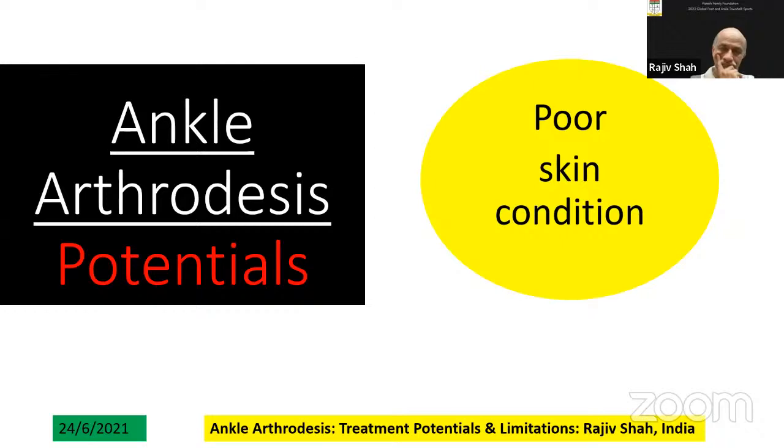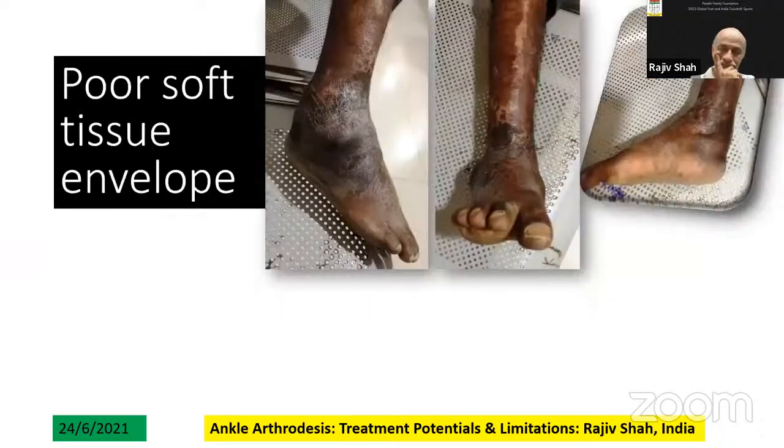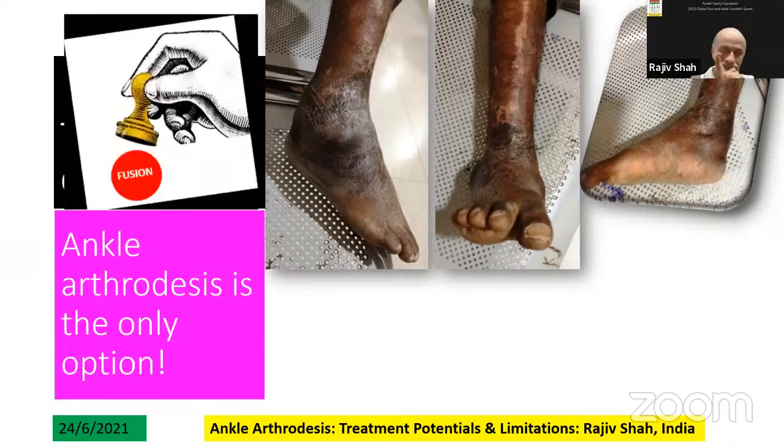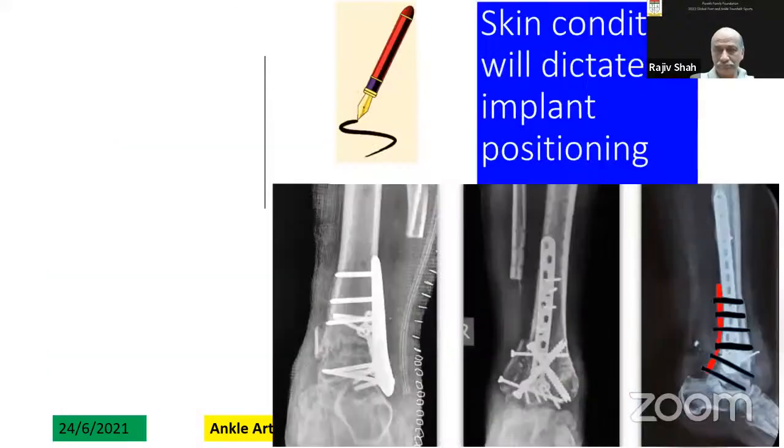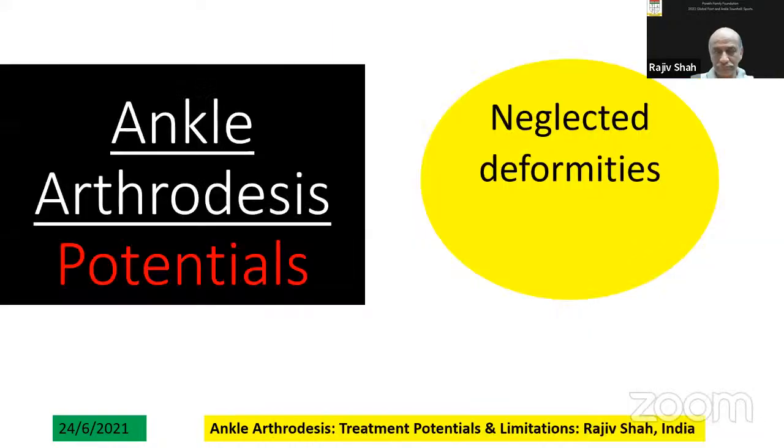Poor skin condition means ankle arthrodesis. Such kind of poor skin condition cases cannot be treated with ankle arthroplasty. Ankle arthrodesis would be the only option. Such kind of poor soft tissue envelope would require ankle arthrodesis, and then it would be the skin condition which would dictate your positioning of implant, either a lateral plate or a lateral implant, anterior approach or a posterior approach.